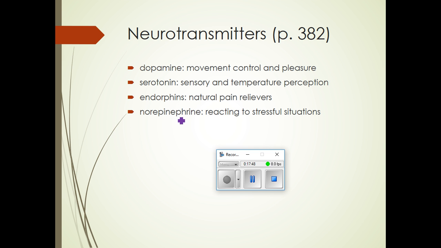Norepinephrine or epinephrine are substances that we'll talk about a little bit later on in the course when we talk about stress and how your body responds to stress. But these are just some other examples. Just like acetylcholine, enzymes will help remove them from the synapse, but they are chemicals that communicate between one neuron and the next, or between one neuron and another effector cell like a muscle.